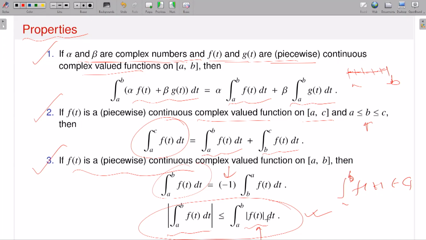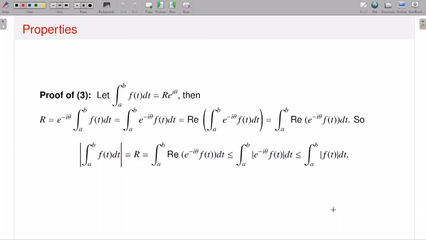Like for example, the real and imaginary parts. I can push the real part inside the integrand, and there is equality. For the imaginary part of the integral, there is also equality. However, if I take the modulus, it should be an inequality, not an equality. The absolute value of the integral from a to b is dominated by the integral from a to b of the modulus of f(t) dt. So I can push the modulus inside the integrand, but there will be an inequality sign. Okay, so maybe I'll just prove this one, and that is also easy.